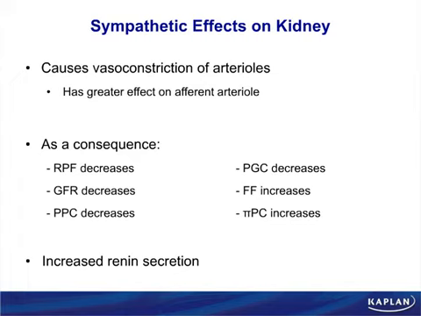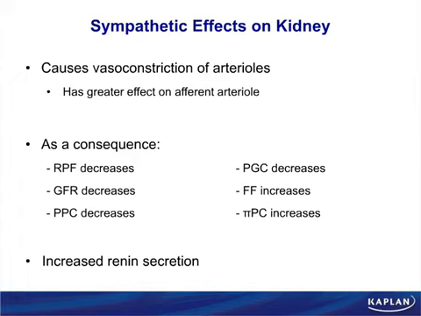What happens? Increased sympathetic drive to the kidneys causes vasoconstriction of both afferent and efferent arterioles. I'll say it again, both afferent and efferent arterioles, but the greater effect is on the afferent arterioles. That will lead to a decrease in renal plasma flow. That will lead to a decrease in GFR. GFR will decrease. This will lead to an increase in filtration fraction. This will lead to an increase in oncotic pressure.